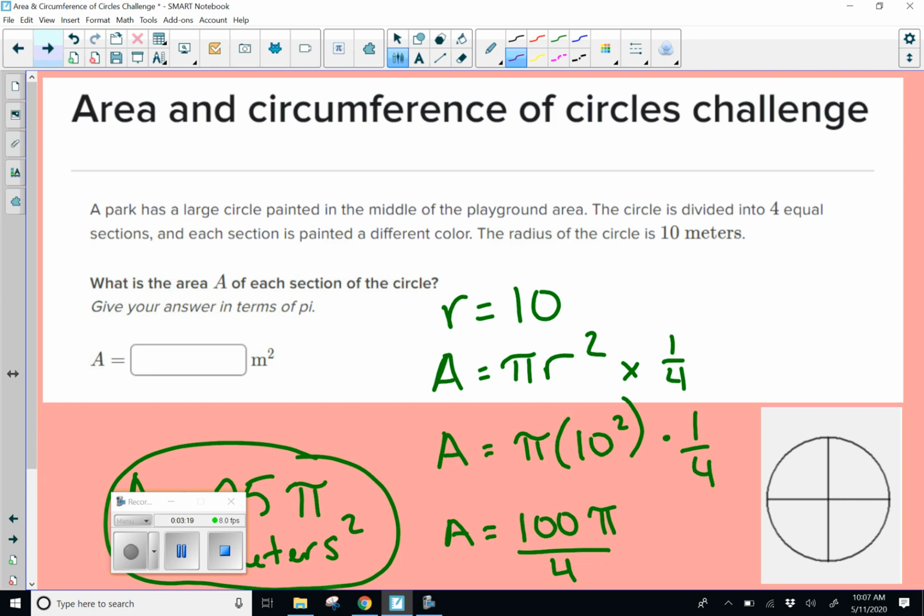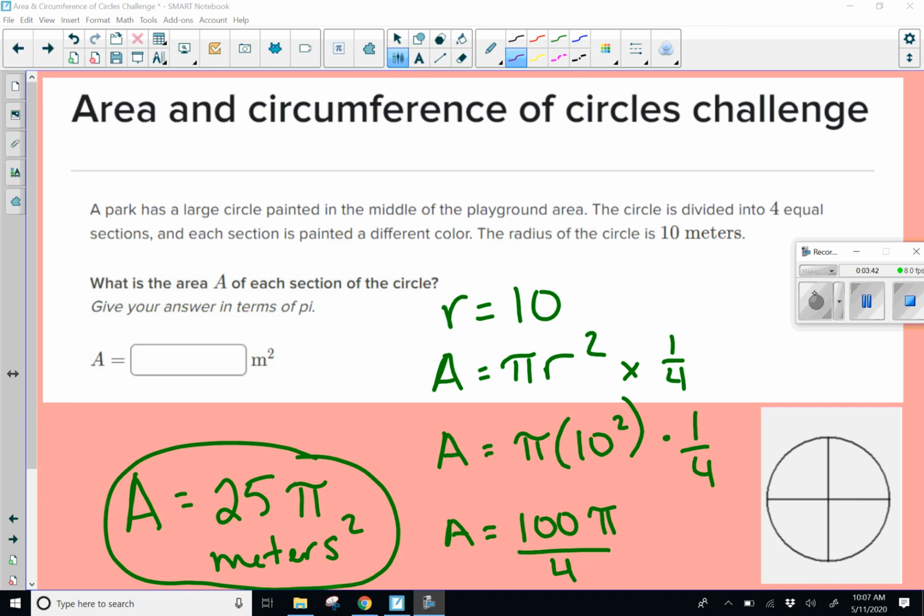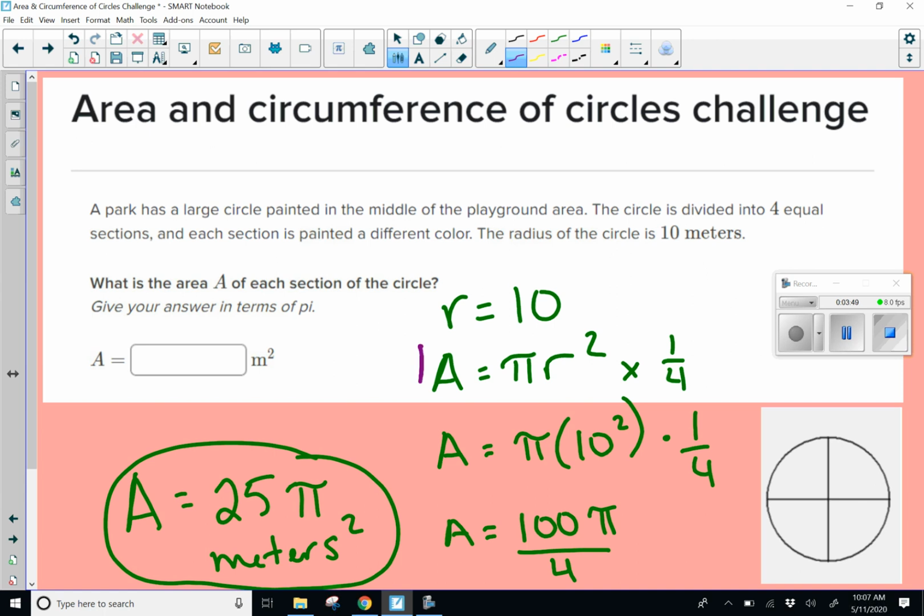Okay, so our radius is 10, which I've written down at the top. Then I'm going to write my area formula, which is A equals pi times the radius squared. We only need to find the area of one section of the circle. Since it's divided into 4 sections, once we find our area, we just need to multiply that by 0.25 or 1/4. So that's what you can see here in my area formula: A equals pi r squared times 1/4.